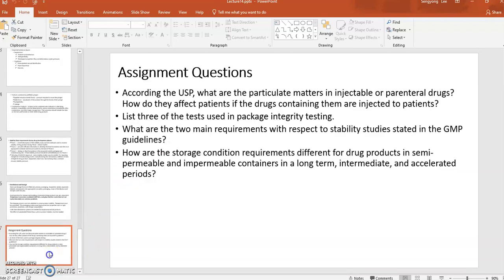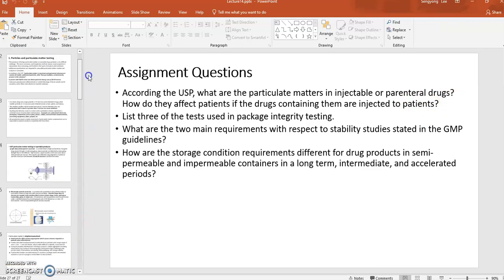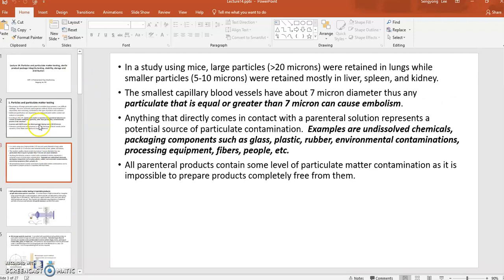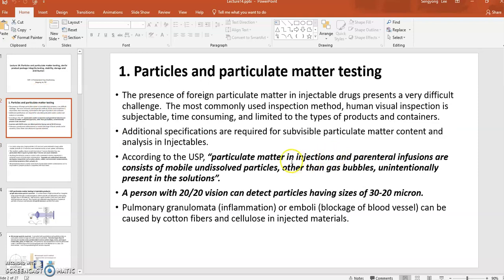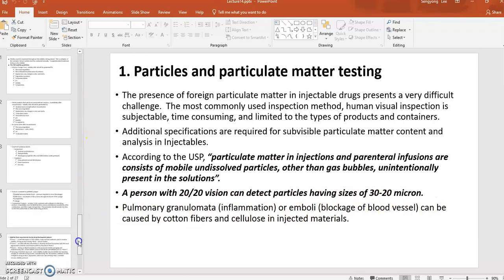Okay. And then, how do they affect patients if the drug containing them is injected into a patient? What's going to happen? They may cause embolism, that's a blockage of the blood vessel, or huge inflammation, right? Granulomata, that's a huge inflammation, pulmonary granulomata, it's in your lung, which is not good, and blockage of the blood vessels, emboli or embolism, that may happen. Okay.